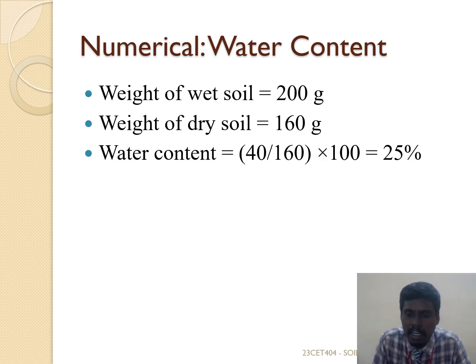Okay, so for water content, we know the formula. That means the total mass of water present in soil divided by the mass of solids into 100. So 40 divided by 160 into 100 is equal to 25 percent. So that particular soil has a water content of 25 percent. So first we learned about the water content, and how to calculate the water content of a particular soil.